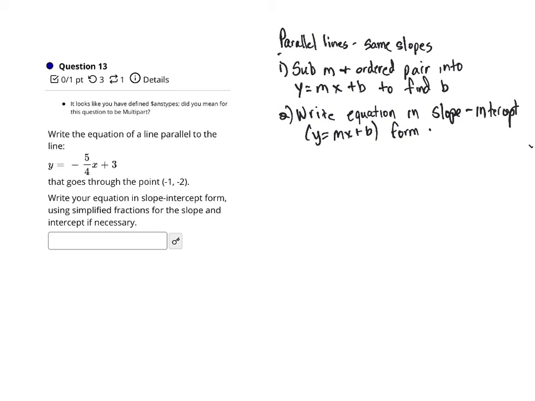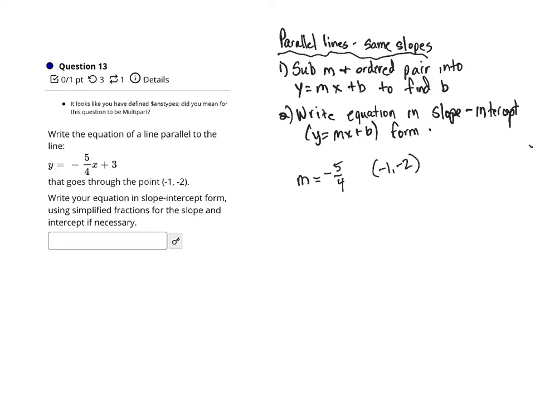Parallel lines have the same slope, remember? So it says write the equation of a line parallel to the line y equals negative 5 fourths x plus 3 that goes through the point negative 1, negative 2. So since slopes are the same when we have parallel lines, we know our new equation is going to have the same slope of negative 5 fourths, and it's going to go through the ordered pair negative 1, negative 2.